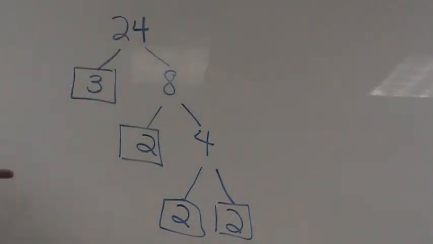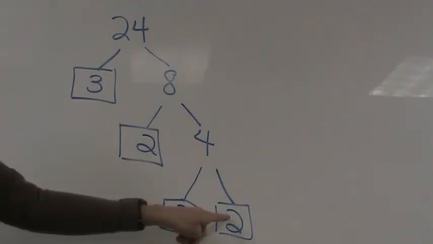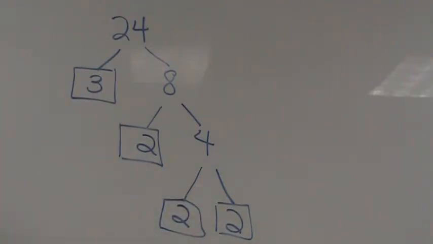So we can write that this way, or we can simply write out 3 times 2 times 2 times 2 is the prime factorization of 24. You can check for yourself to make sure that that all works. But this is the prime factorization, and this is the technique you'll want to use for figuring that out.